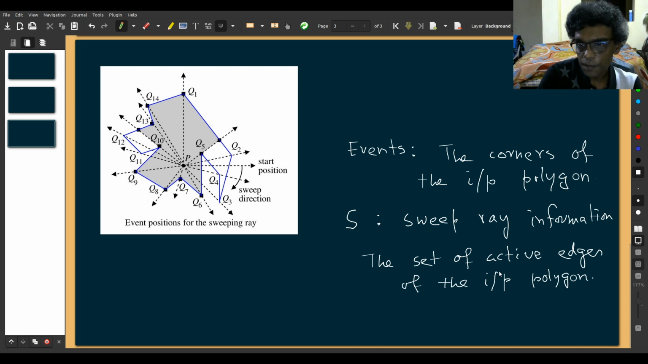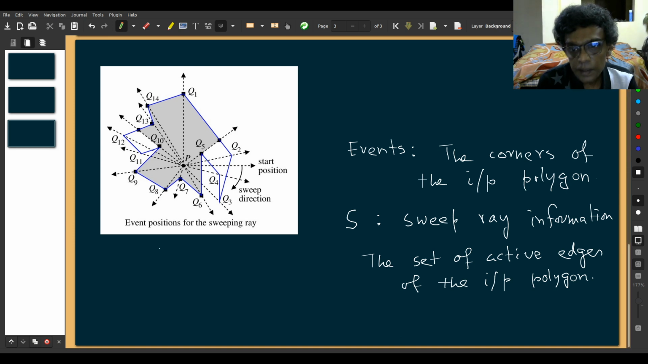Okay, so active means that. And when does this set of active edges change? It changes whenever an event occurs. That is, we reach a boundary, and then you may be leaving some edge and entering a new edge or something like that.